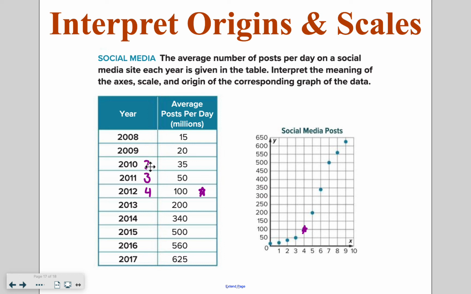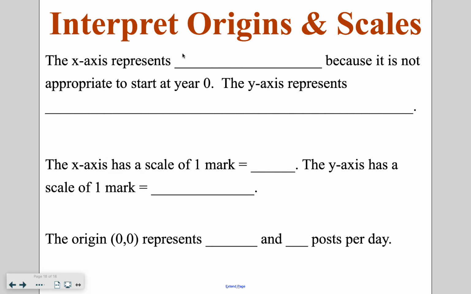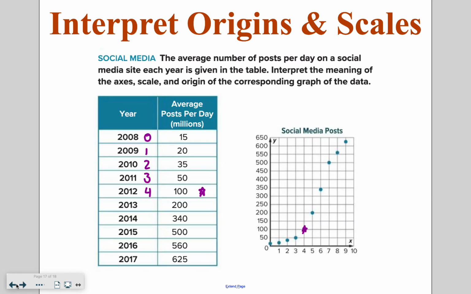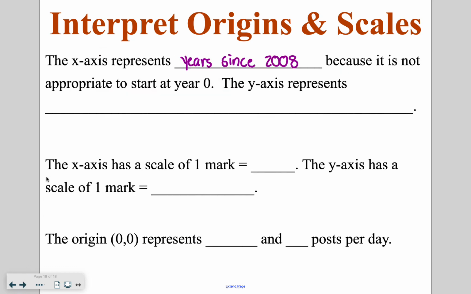So then I can go ahead and backtrack and decide that year 0 is 2008. So what that means is the x-axis represents the years since 2008, because 2008 became our new point of origin since it's not appropriate to start at year 0. Now looking at the y-axis, we're going up 50, 100, 150, so we're counting by 50s here. And this would represent our average posts per day in millions. So the Y represents, again, that average posts per day. And you want to make sure you emphasize that that is in millions.